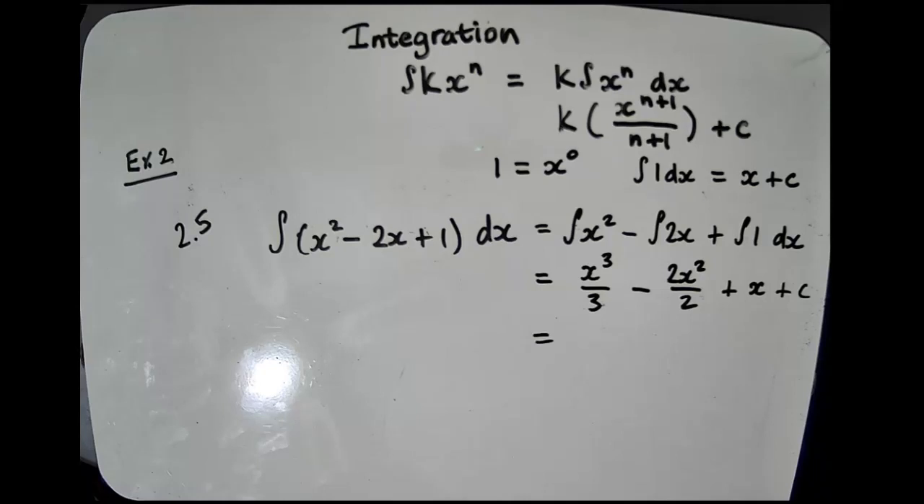Can we simplify this? Yes, the 2's will cancel, and so we'll get x cubed over 3, 2's cancel, minus x squared plus x plus c. Quite simple.